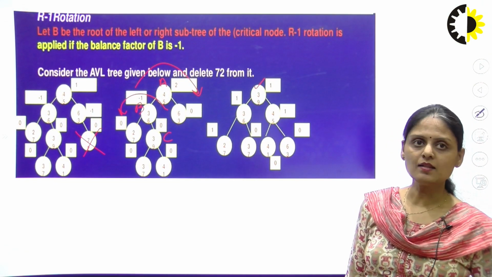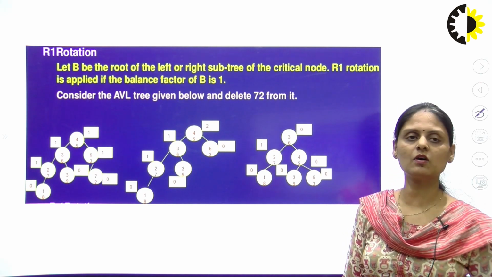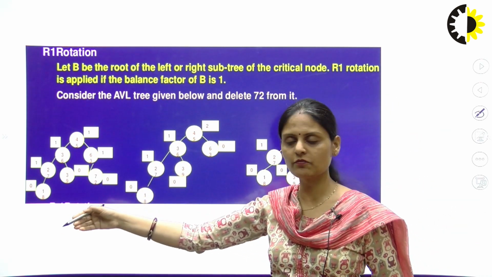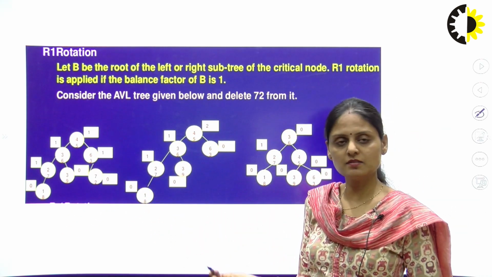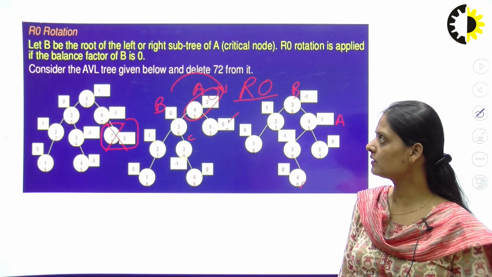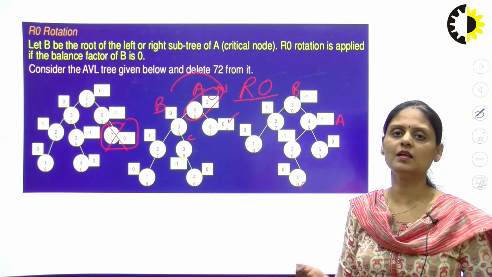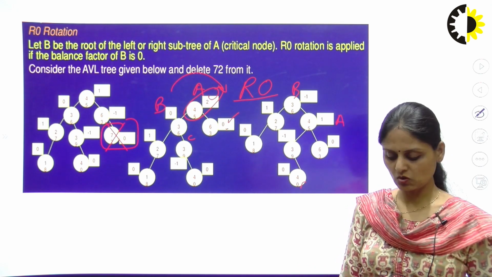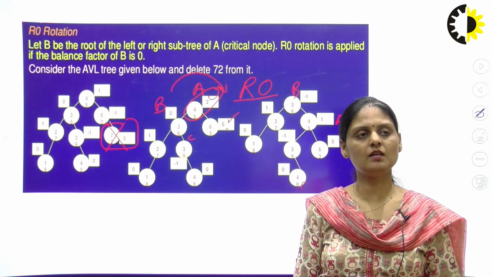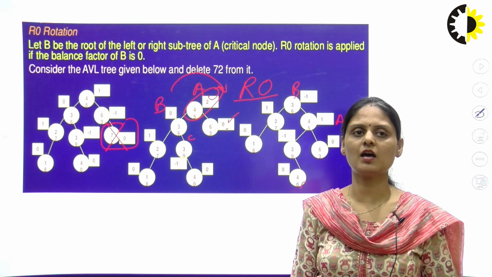So L0 and L1 both are same. The difference is of right and left. If the same thing, the deletion takes place towards the left, then we say it is L0. Then if the deletion takes place towards the left and the B would be 1, then we say L1, and R -1 and L -1 are same. So these are all the 6 cases of deletion: L0, L1, L minus 1, R0, R1, R minus 1.